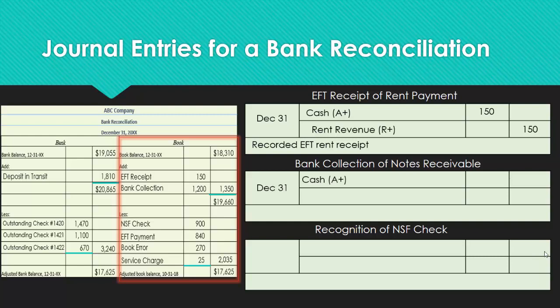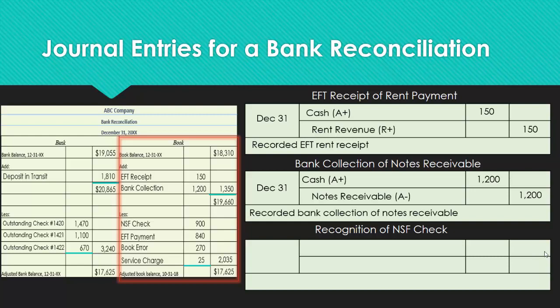Again, we're getting the money, so we're going to debit cash for $1,200. What is our credit going to be? Well, it's a notes receivable. At some point, we had that note on our books saying someone owed us that money. They no longer owe us that money because they wired it directly to the bank, which means we need to take that receivable off the books since it's no longer outstanding. So we're going to credit notes receivable for $1,200.